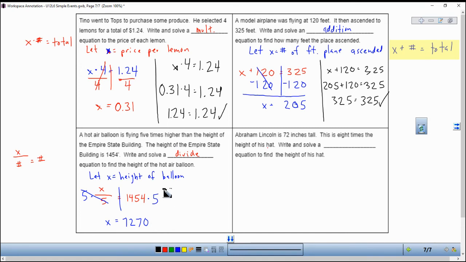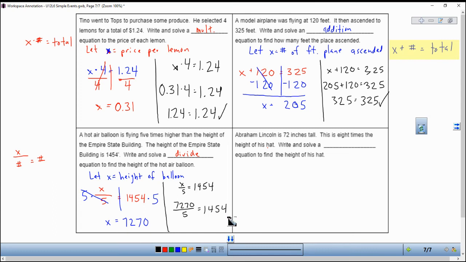All right, let's check it. So we're going to check this thing out. We're going to write the equation. X divided by 5 equals 1,454. 7,270 is what we got. Divided by 5 equals 1,454.